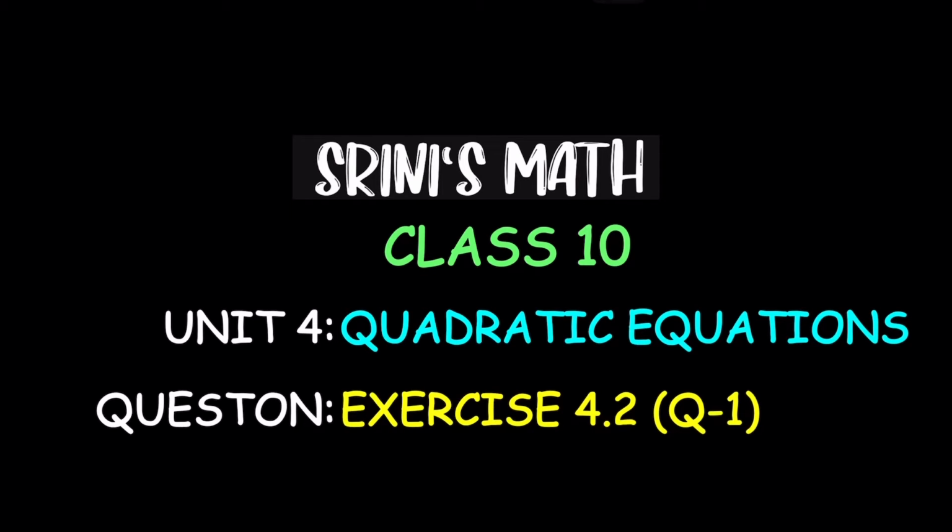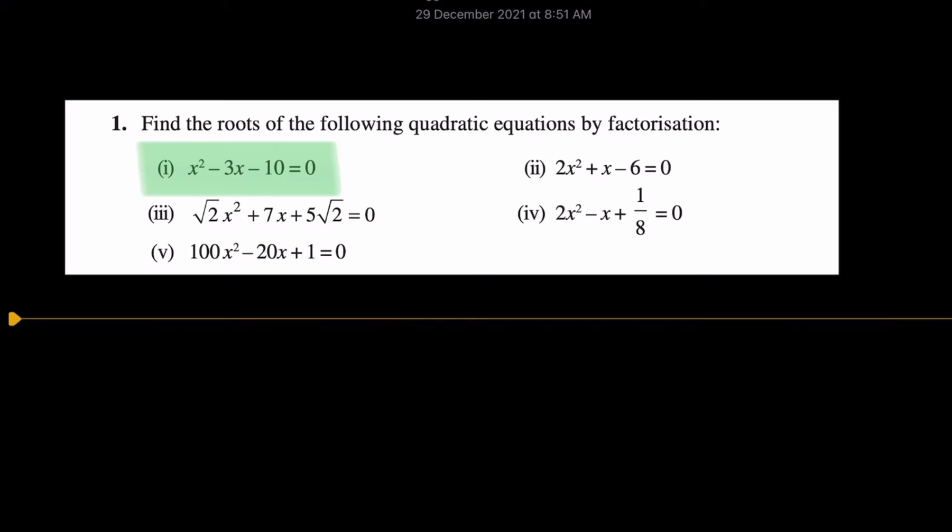Today we are going to discuss class 10 quadratic equations, exercise 4.2, question number 1. Find the roots of the following quadratic equations by factorization. First one, x square minus 3x minus 10 is equal to 0.